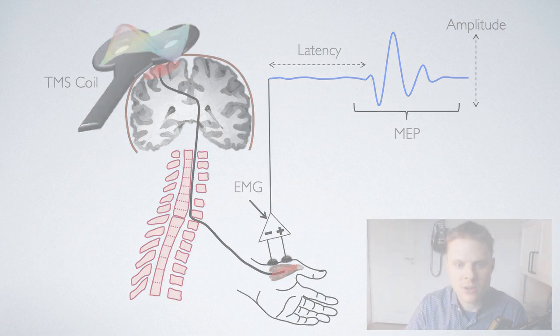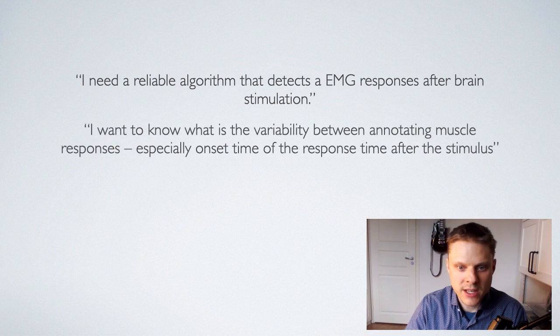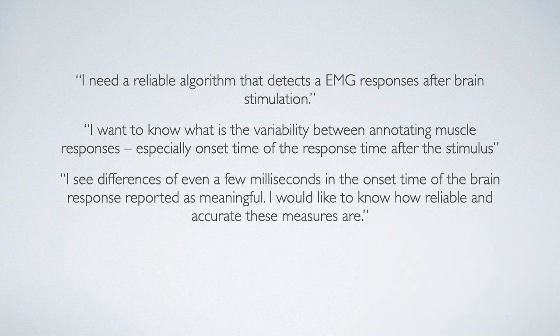So what is this Clikr and why have we developed it? Here are a few quotes which I have extracted from various interviews with researchers. I need a reliable algorithm that detects EMG responses after brain stimulation. I want to know what is the variability between annotating muscle responses, especially the onset time of the response after the stimulus. I see differences of even a few milliseconds in the onset time of the brain response reported as meaningful. I would like to know how accurate and reliable these measures are.